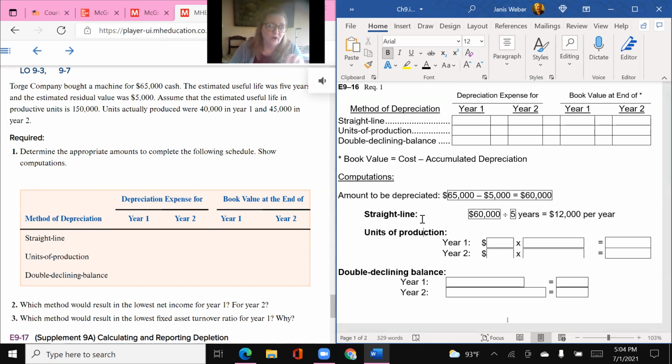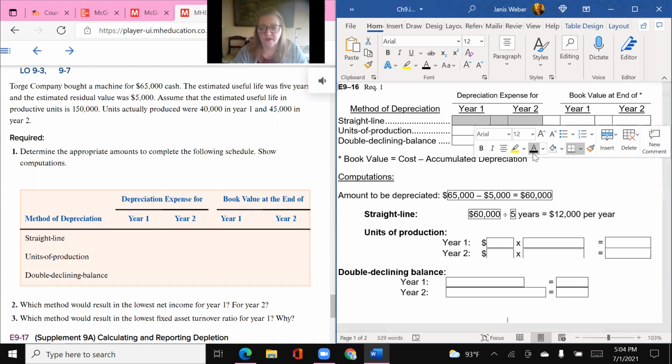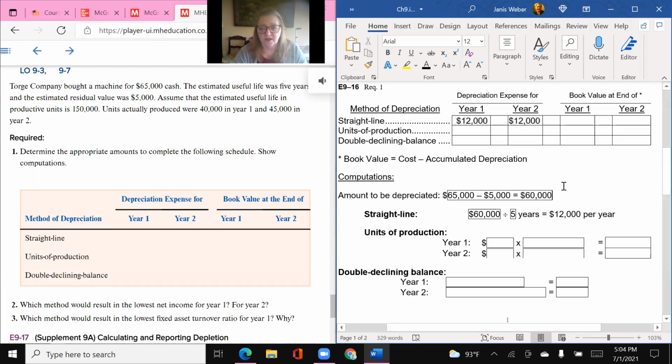Or you could say, well, what is 1/5? It's 20%. So using the straight line rate, 20% or 1/5 would be just as easy. So 12,000 is the same result both ways. So 12,000 is your depreciation no matter how you slice it.